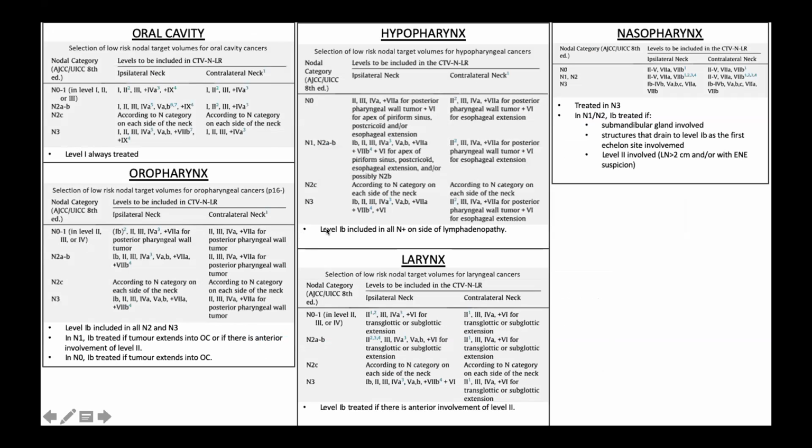In case of hypopharynx, level 1B is included in all N plus on the side of lymphadenopathy. And in larynx, level 1B is treated if there is anterior involvement of the level 2. Nasopharynx, you treat 1B only in cases of involvement of N3 disease. In N1 and N2, you treat 1B only if there is submandibular gland involvement, or there is involvement of structures that eventually drain to the level 1B, such as the oral cavity, or if there is anterior involvement of level 2 nodes.